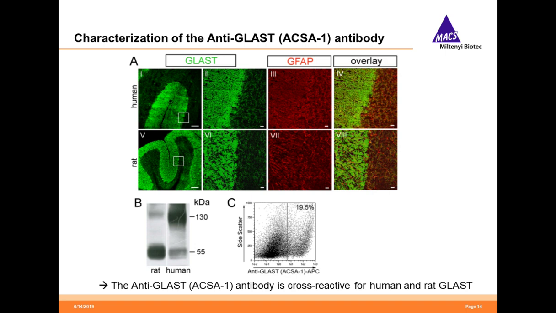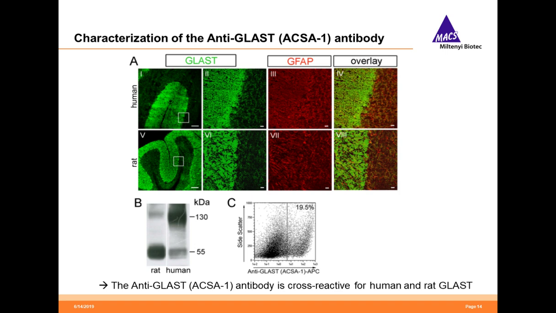In the next slide, we see the cross-reactivity of the antibody to rat and human GLAST that was analyzed by immunohistochemistry, flow cytometry, and Western blot. And you can see in figure A, the antibody detects the astrocytes in both human and rat brain sections, and it also shows the same staining pattern in the cerebellum as observed in the mouse brain section. So bright staining in the molecular layer and dimmer staining in the granule cell layer.